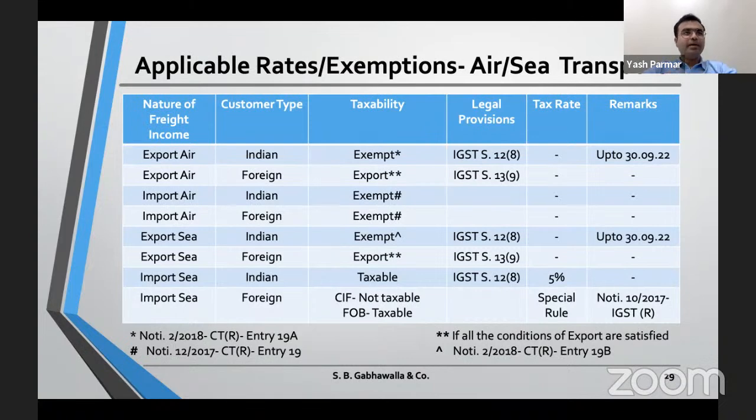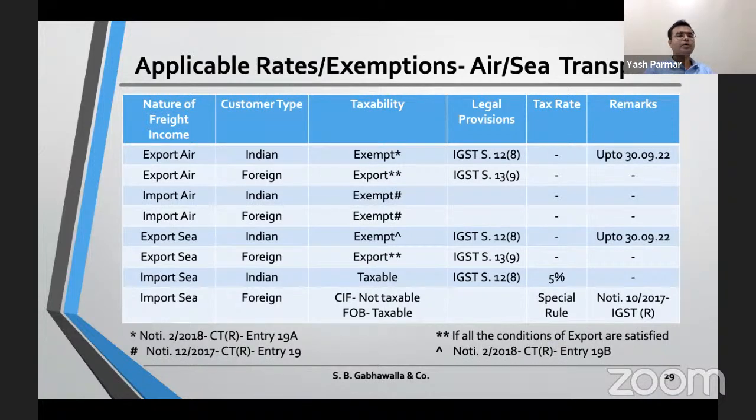The first one being the export of goods by air. In this case, if the customer is Indian, then the supply will be treated as an exempt supply basis the provisions of section 12 subsection 8. And this exemption is available only up to 30th of September 2022. The next scenario is whereby the goods are exported by air and the customer is a foreign customer. Now this will be treated as an export transaction basis provisions of section 13 subsection 9, which we just saw.